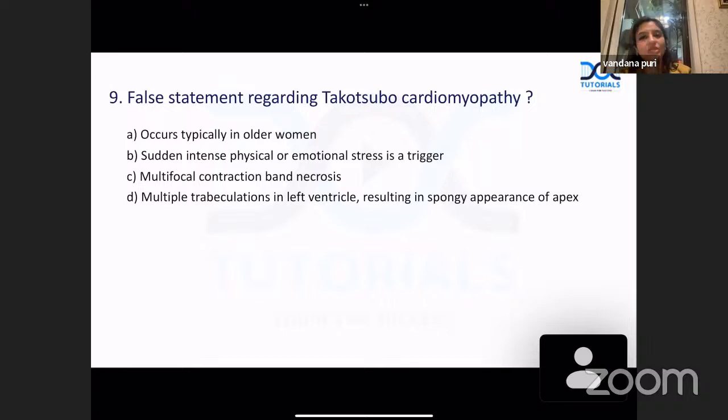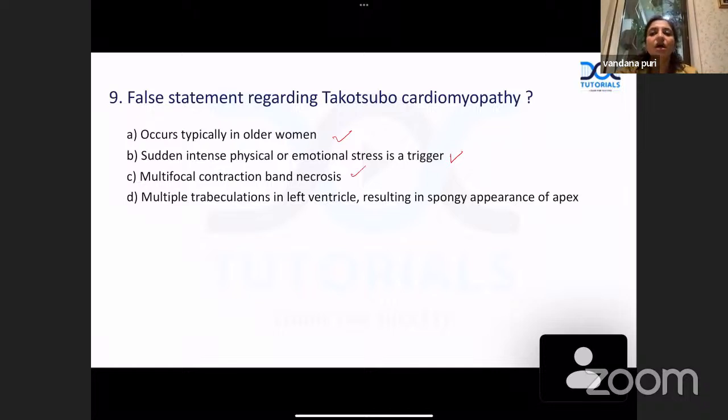It usually occurs in older women. So this is typically seen in older women, and a very important point is that emotional stress is a very strong trigger. Why does this happen? There is a heterogeneity of the autonomic distribution in the heart. Whenever we have excessive adrenaline secretion or excessive physiological stress or emotional stress, it triggers the autonomic system at various levels. So at points, this causes multifocal contraction band necrosis.